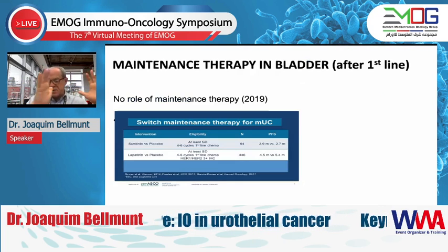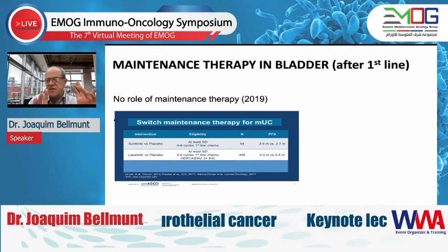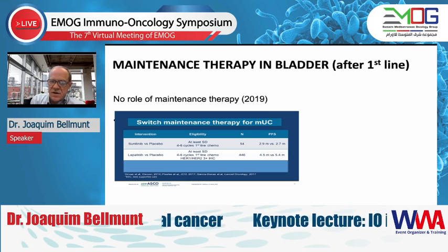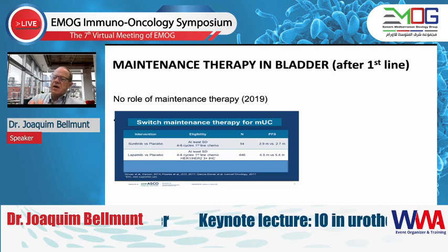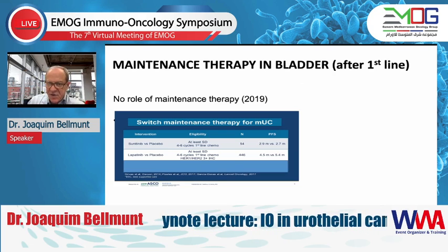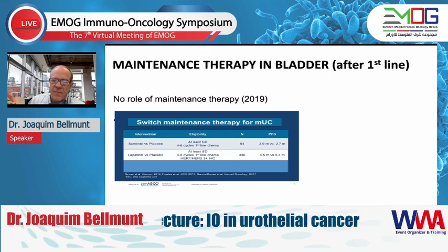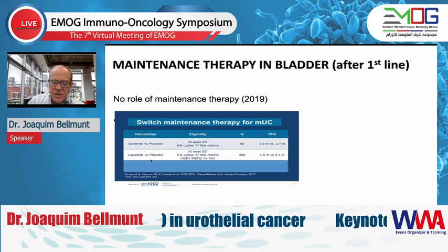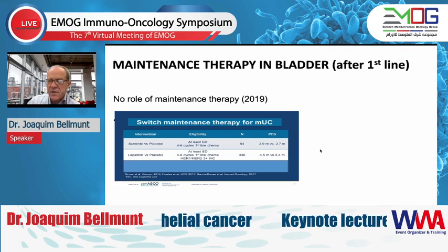And then we have seen the second line, the very beginning, the first line setting, but there is one space that is immediately after the first line, that is the maintenance space. So what to do in those patients that receive chemotherapy and then we usually wait? What's the role of adding something else after the first line therapy? And until 2019, we said that there was no role of maintenance therapy in metastatic bladder cancer. We remember the sunitinib versus placebo trial, the lapatinib versus placebo trial, those trials being completely negative.